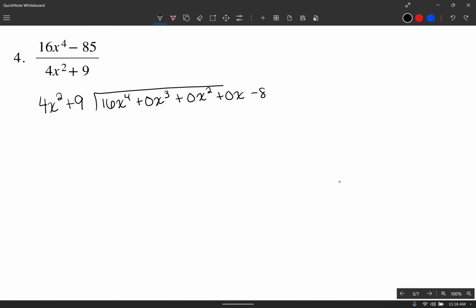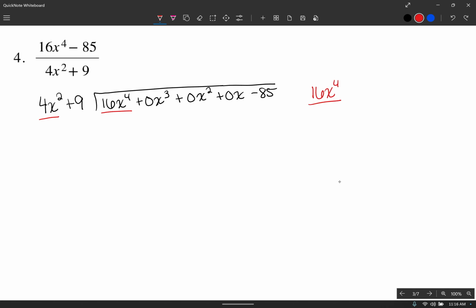So I'm missing 3 terms, so I'm going to go ahead and put all 3. If you don't need it, then you don't have to worry about it. You can just skip over it when you continue on. All right, so I have 16x to the 4th divided by 4x to the 2nd.